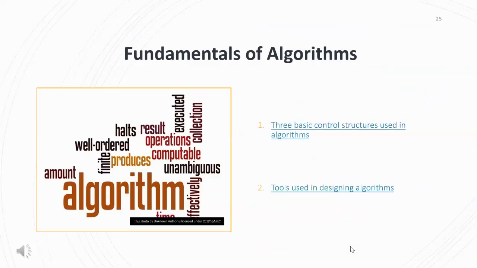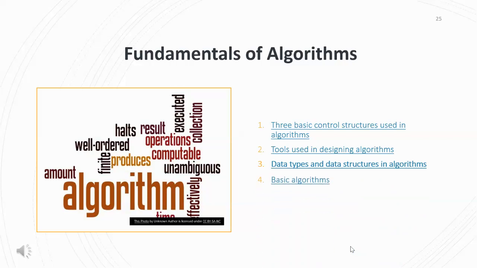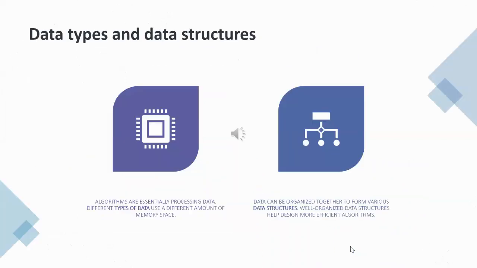Now let's discuss data types and data structures in algorithms. Algorithms are essentially processing data. The different types of data use a different amount of memory space. Data can be organized together to form various data structures. Well-organized data structures help design more efficient algorithms.